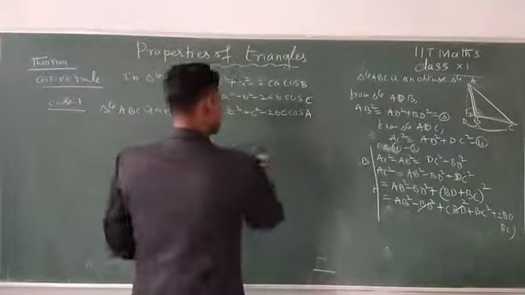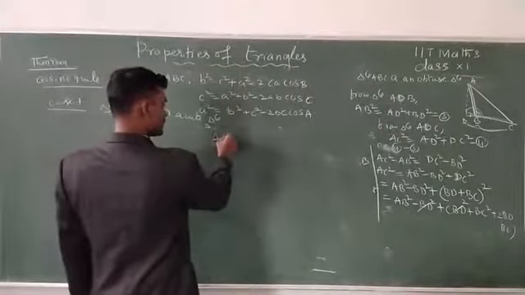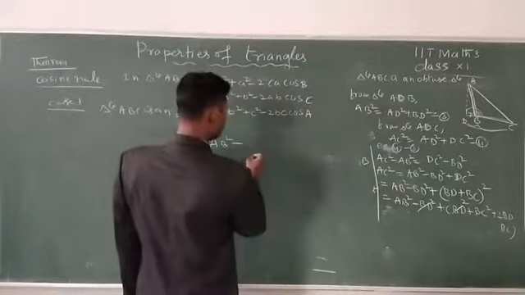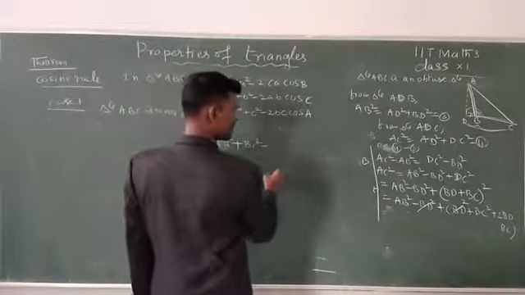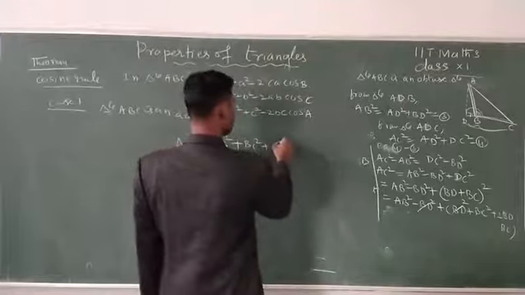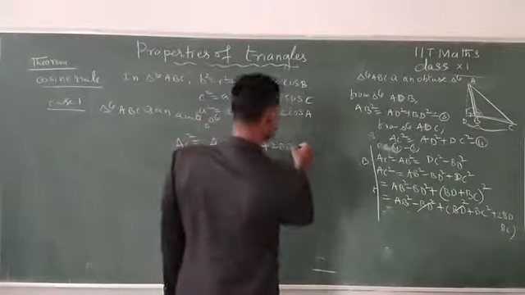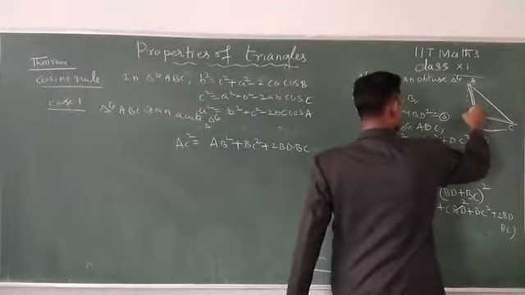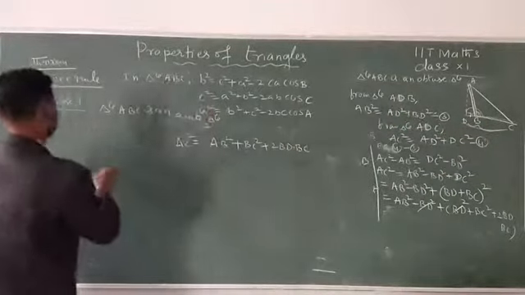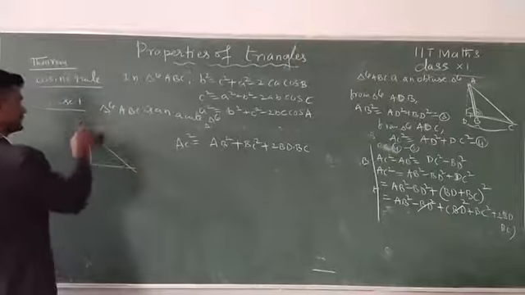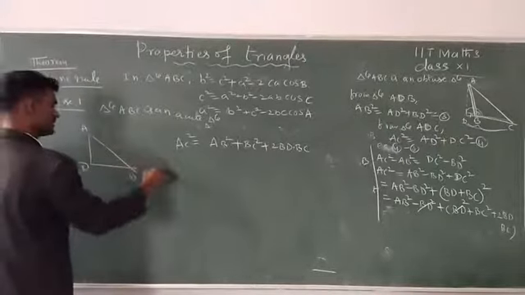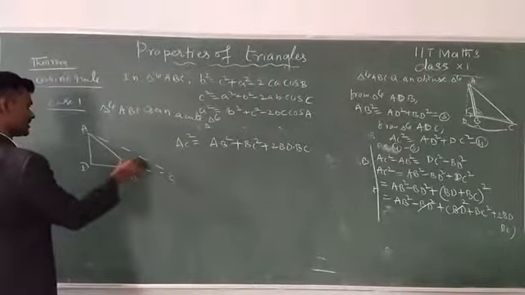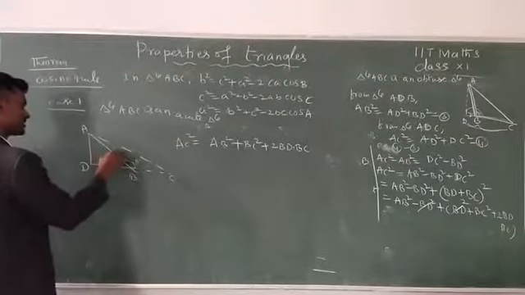Now see here. AC square is equal to AB square plus BC square plus 2BD into BC. Now you have to take this triangle ADB. This is C. Now this is B, means this is a total 180 degrees, 180 minus B.